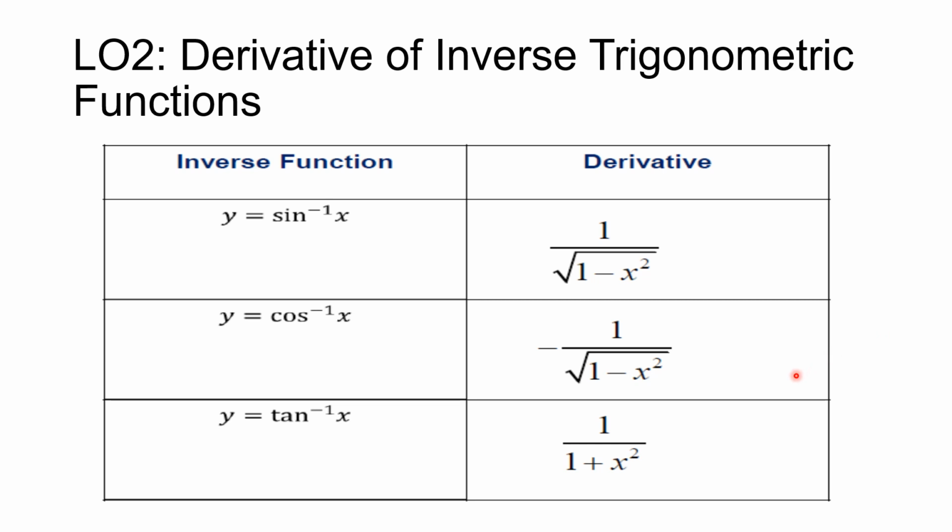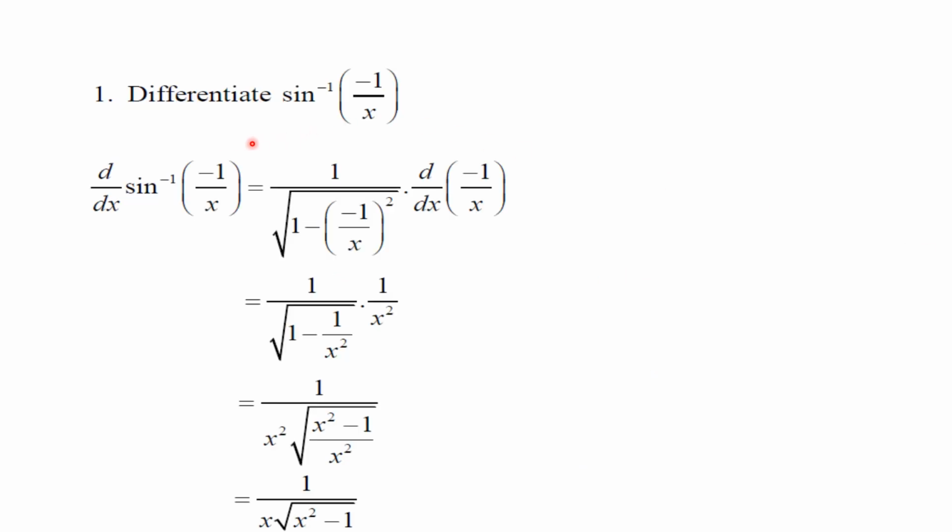Next, we will look into differentiation of more complicated sine, cos, and tangent inverse functions. For example, if you need to differentiate sine inverse of negative 1 over x, you follow the formula again. The differentiation of inverse sine will be 1 over the square root of 1 minus x squared. So the new x here is negative 1 over x, and you substitute the x here with negative 1 over x.